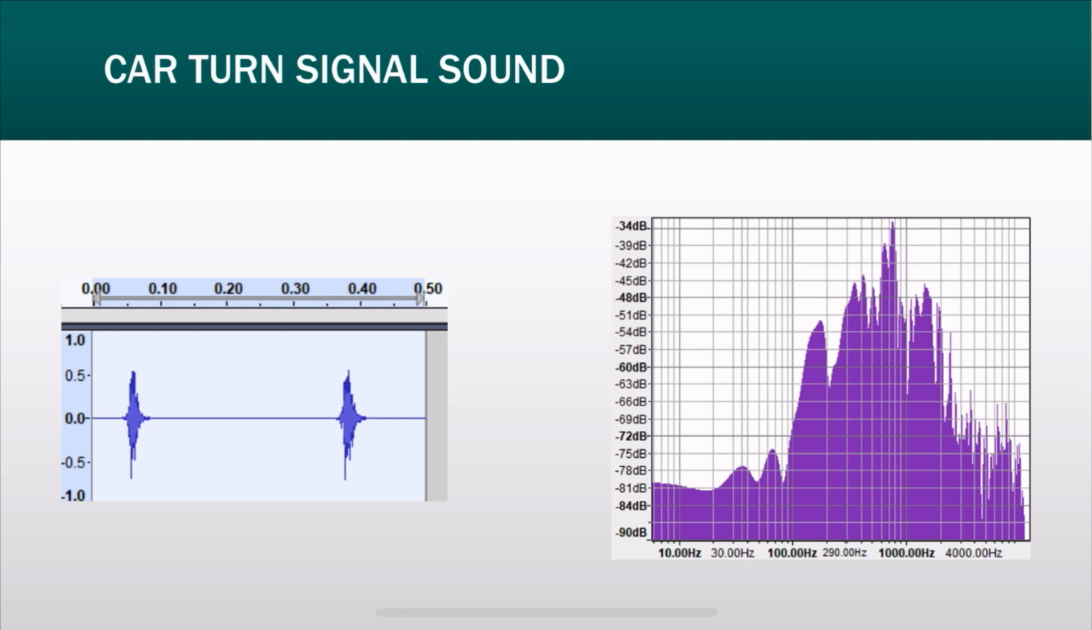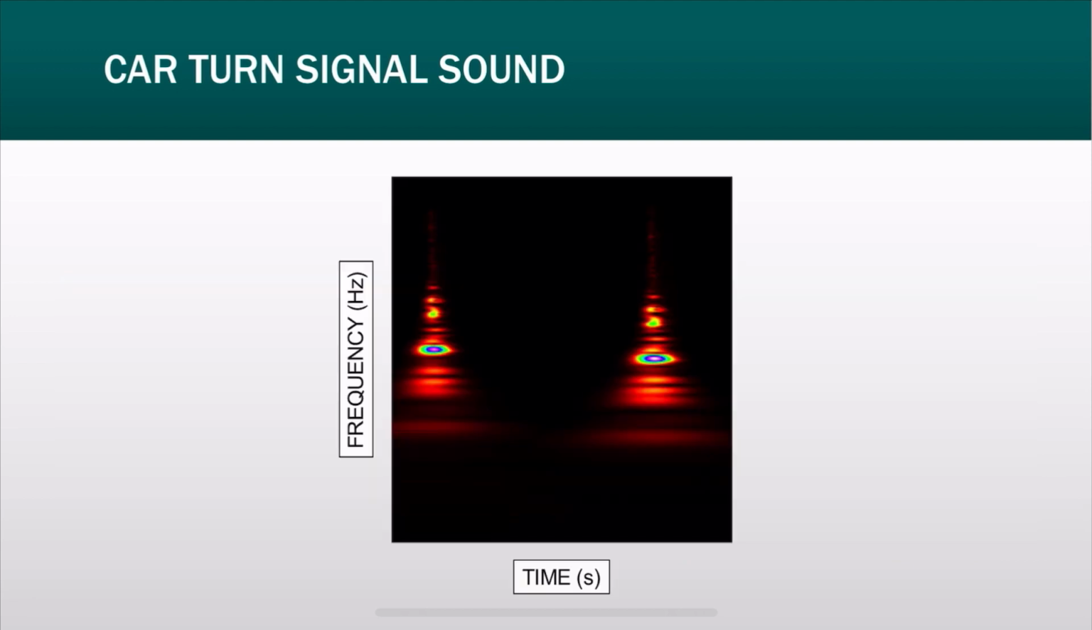The next is a car turn signal sound. You can listen to it. It's just two clicks spaced approximately 0.3 seconds apart. On the right, you can see the spectrograph. Now we perform the Wavelet Transform, and you can see in the result clearly what frequencies are present at what time instance.